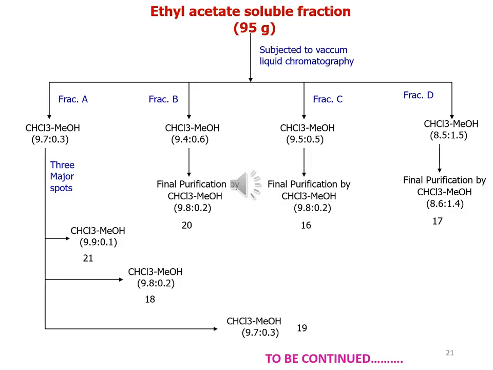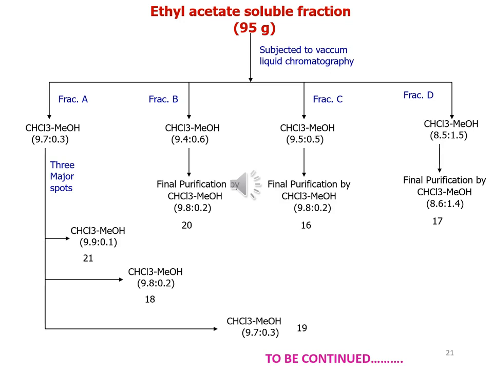Fraction B is subjected to column chromatography over silica gel and eluting with 9.4 and 0.6% chloroform-methanol. In this way, after final purification, we get compound number 20. The purity of this compound is confirmed by using thin layer chromatography in the solvent system 9.8 and 0.2% chloroform-methanol.